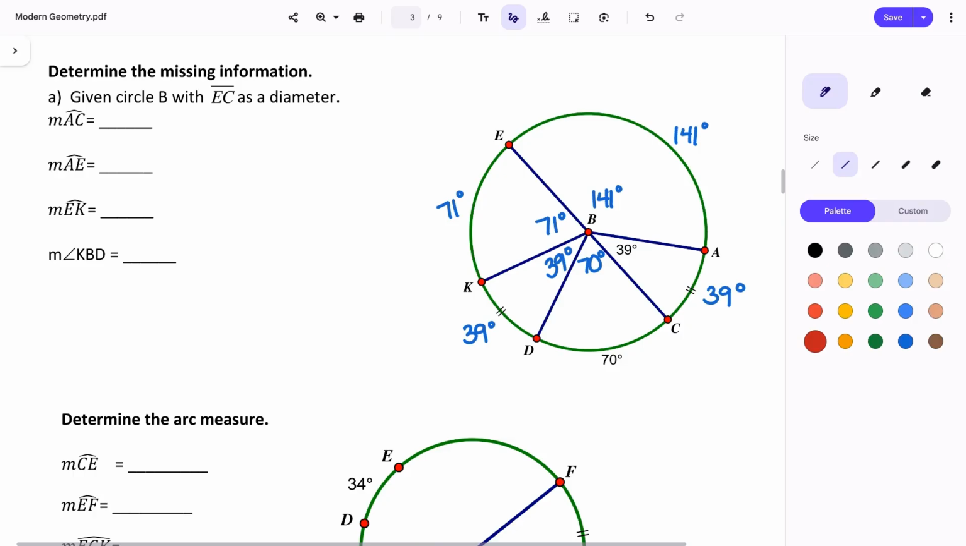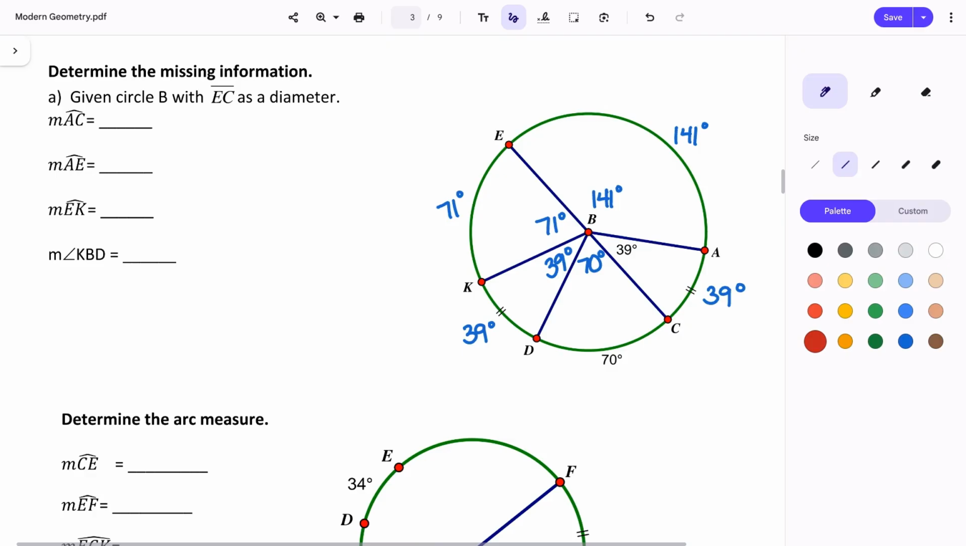The issue that I see kids make is they don't know what direction to go. They maybe know where to start, but how do you know if you should go clockwise or counterclockwise around the circle? It depends on the arc that you're working with. You need to go in the direction that makes sense with what kind of arc you think you're dealing with. So for example, on this first one, AC has 2 letters. That means it's a minor arc. It should not be greater than 180.